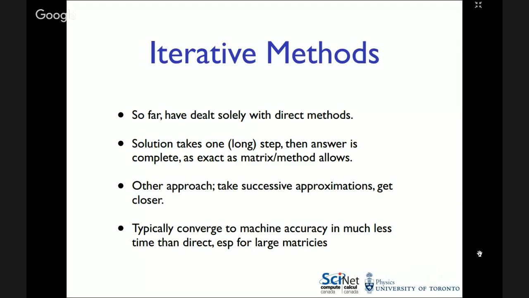The solutions may take one step or longer. So one concept that arises here is convergence: how long it takes the iterative method to reach the solution that we are looking for. The idea is that we take successive approximations until we get close enough to the solution, and how close is determined by the accuracy and precision that you need. In particular, convergence to machine accuracy in much less time than direct methods is expected when you have large problems.